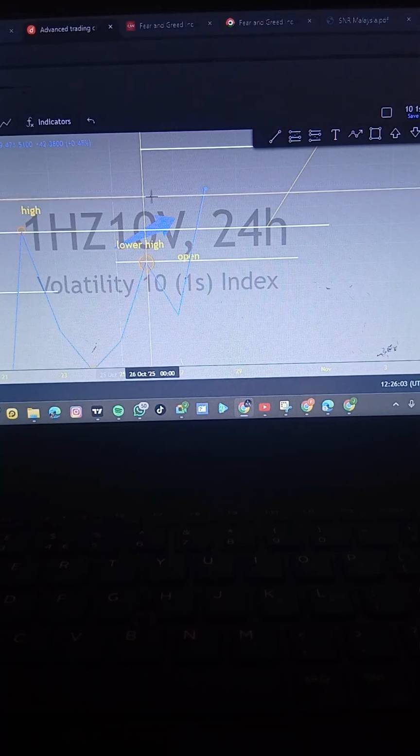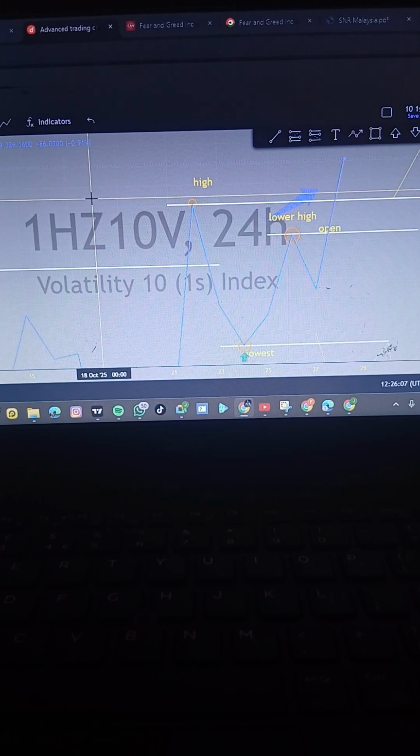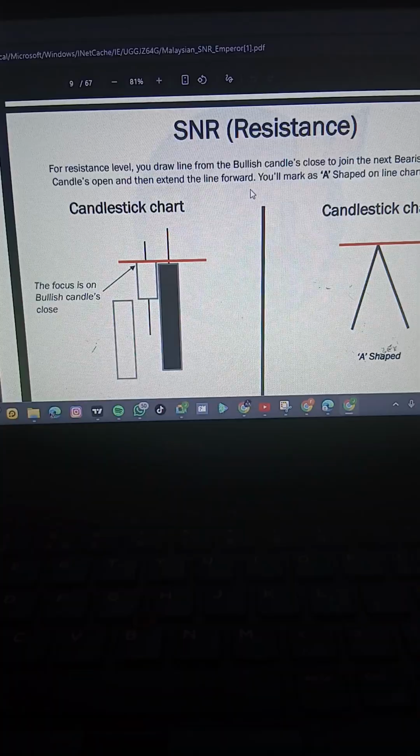When I shift to the line chart, the shapes I'm finding are A shapes. You can clearly see the A shape. That's what's written here.